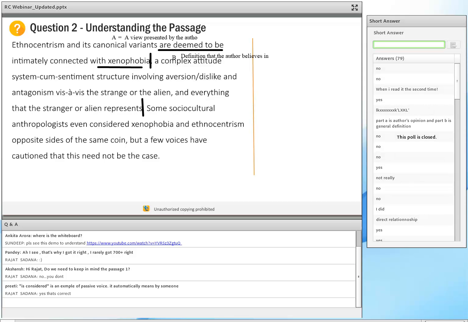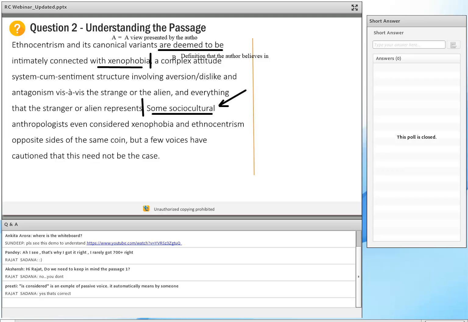All right. You can say part B is the general definition, or part B is the definition that the author agrees with. All right. Then the next line, some sociocultural anthropologists even consider. So you have to ask yourself, why does the author use the words some sociocultural anthropologists over here? Why does he say this part?